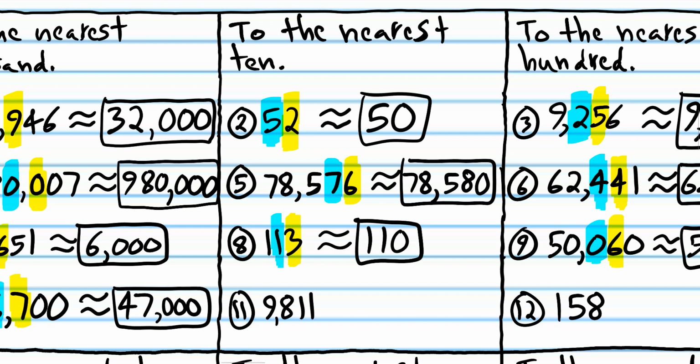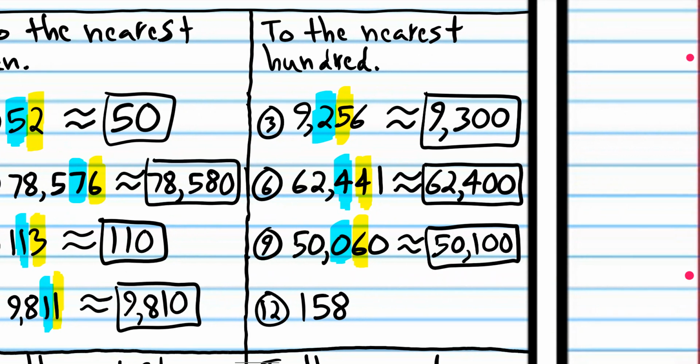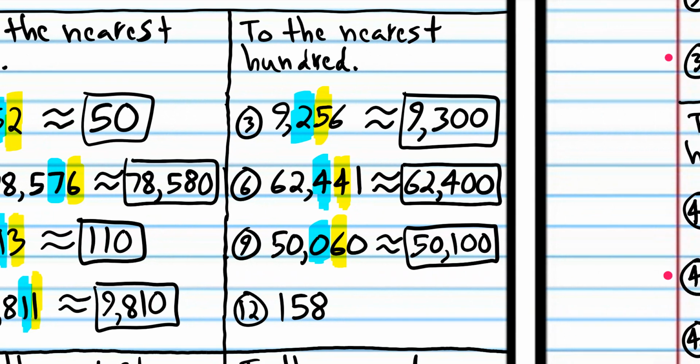All right, we're back. The tens place is here. The number next to the tens place is here, so the yellow number tells us to round down. So we keep the blue number. We don't change the blue number at all, but the other number becomes 0. So if you got 9,810, good job. Try number 12, and when you come back, we'll do it together.